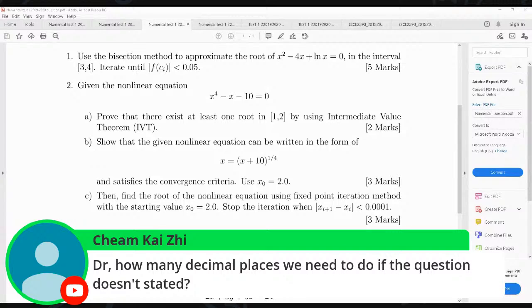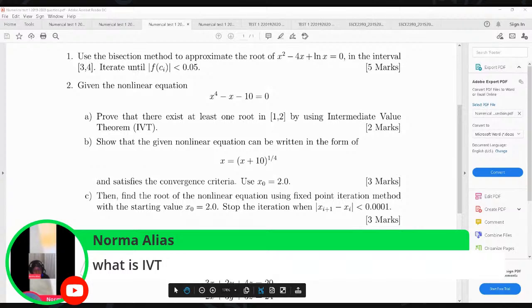Okay, what is the intermediate value theorem? This is a question that you need to answer. The intermediate value theorem is where we want to find the location of a root where f(a) times f(b) is less than 0. So which one is negative and which one is positive? f(a) positive and f(b) negative, or f(a) negative and f(b) positive.